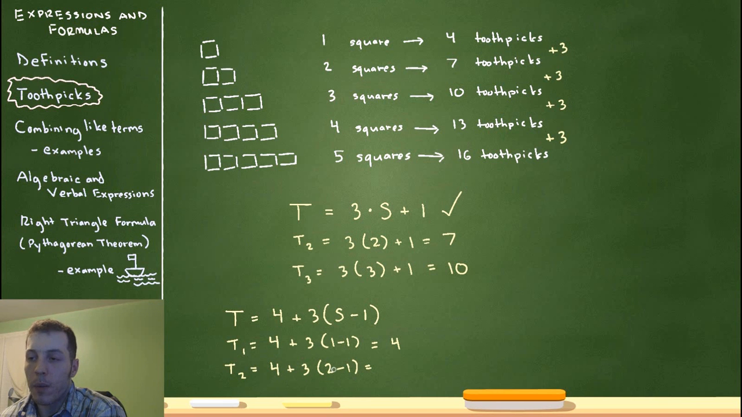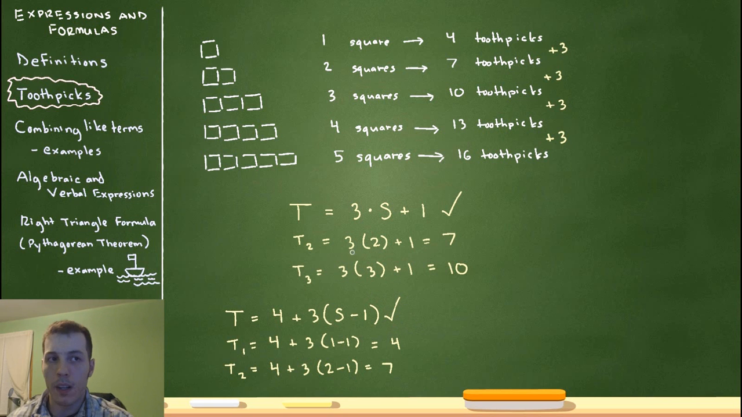Now, order of operations, again, we have parentheses first. 2 minus 1 is 1. And 3 times 1 is 3. And then 4 plus 3 is going to give us 7. Okay? And that's what we want, right? If we have 2 squares, we should get 7 toothpicks. So we see that this formula is also correct.